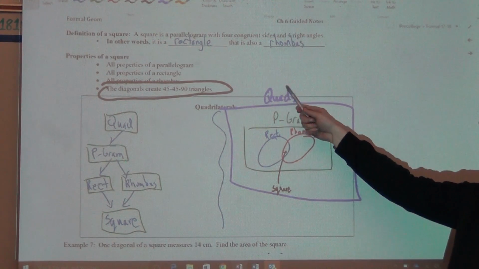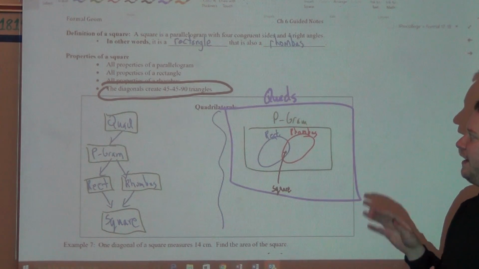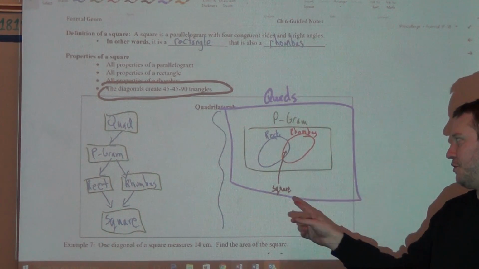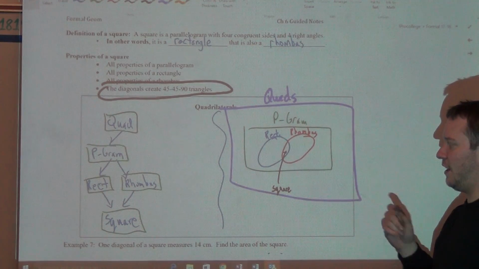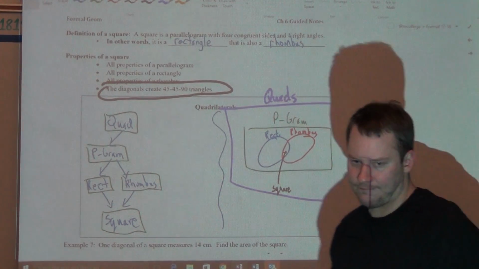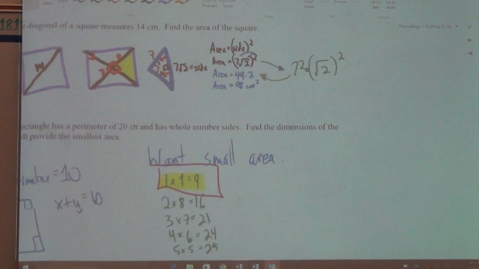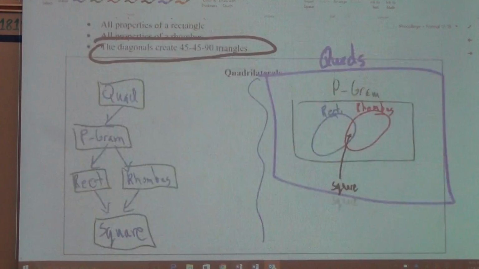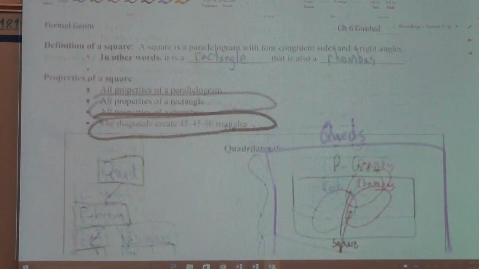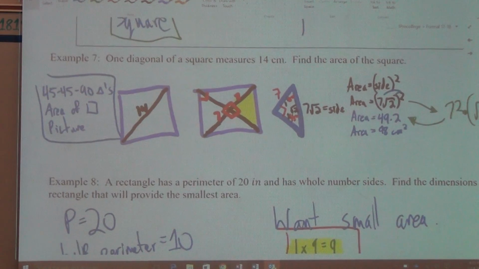Looking at quadrilaterals as the giant sample space, there are parallelograms which are in that sample space, and inside of those are both rectangles and rhombi. Rectangles and rhombi are not mutually exclusive. In fact, if you are both a rectangle and a rhombus, then you are a square. So this area in the middle is where the squares live. The property that you really want to understand from squares is that the diagonals create 45, 45, 90 triangles. And here's the work for this problem.